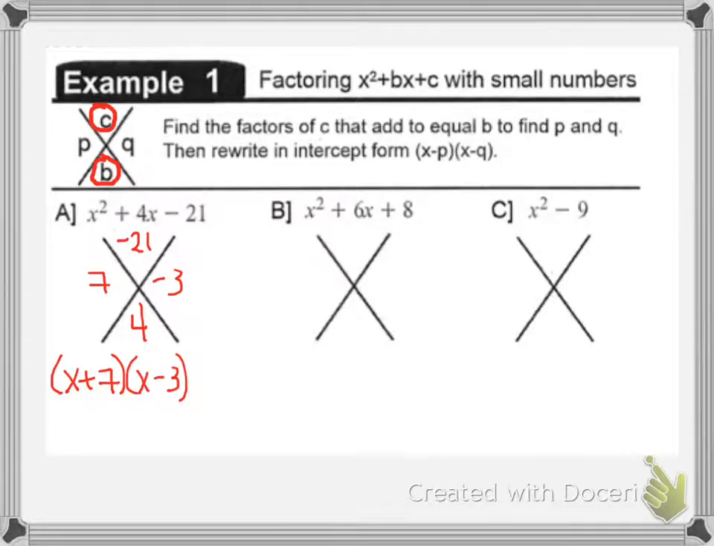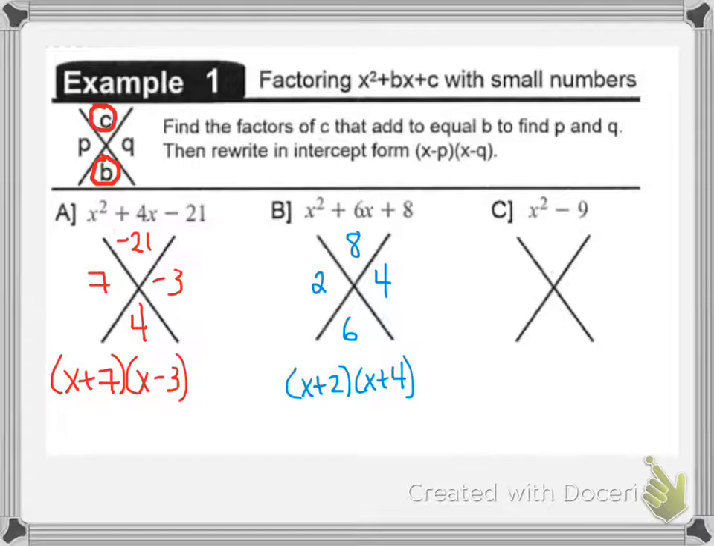Let's look at our second example, x squared plus 6x plus 8. So here our c is 8, goes at the top, our b is 6, that goes at the bottom, and we are looking for numbers that multiply to 8 but add up to 6. 2 and 4 work, because 2 times 4 is 8, and 2 plus 4 is 6. So x squared plus 6x plus 8 factors to x plus 2 times x plus 4.